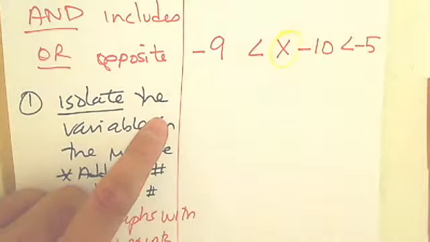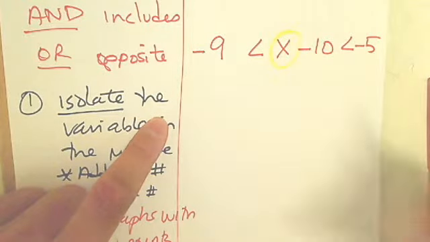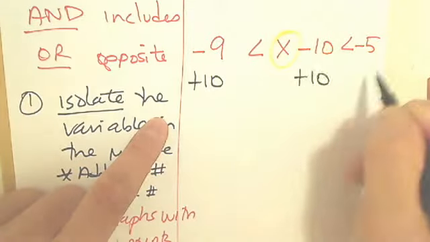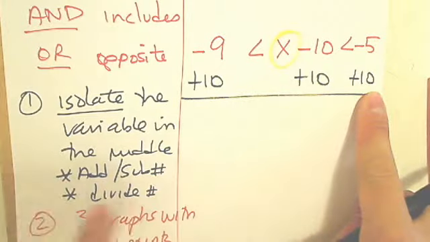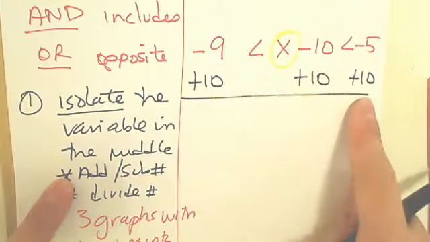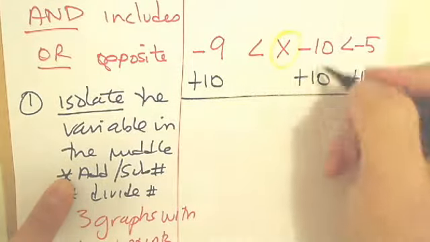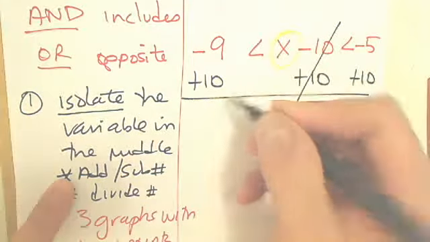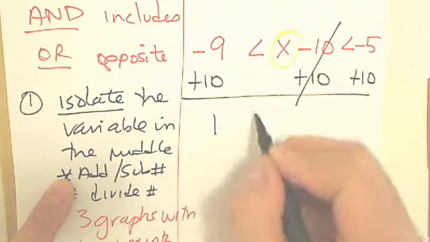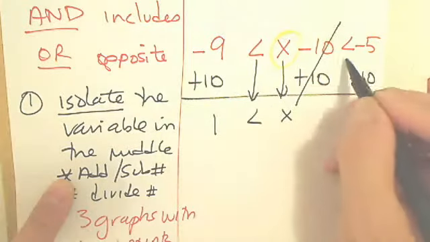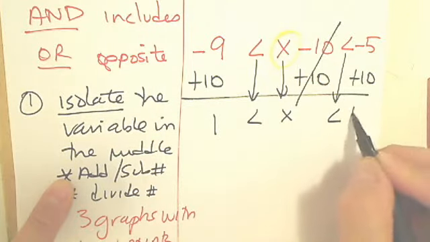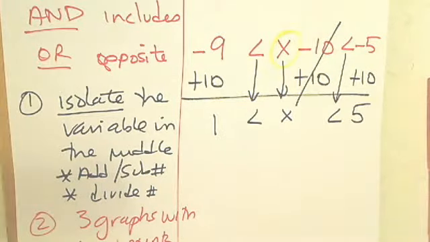We add 10 to everything: add 10 here, add 10 here, and add 10 here. We do that to isolate the variable in the middle. Bring down the sign, bring down the x, bring down the sign again, bring down the number. I'm going to stop right there. Questions about how I got 1 is less than x is less than 5?